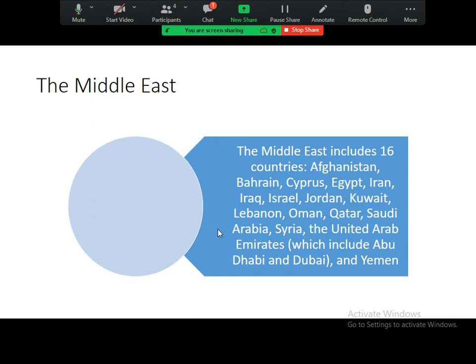The Middle East includes a total of 16 countries: Afghanistan, Bahrain, Cyprus, Egypt, Iran, Iraq, Israel, Jordan, Kuwait, Lebanon, Oman, Qatar, Saudi Arabia, Syria, and UAE. Now, UAE includes Abu Dhabi and Dubai, and also ENM.